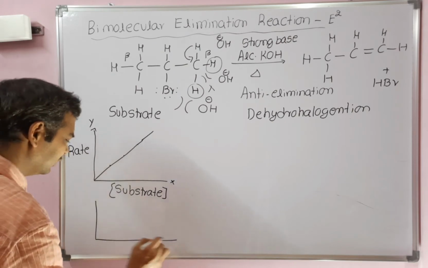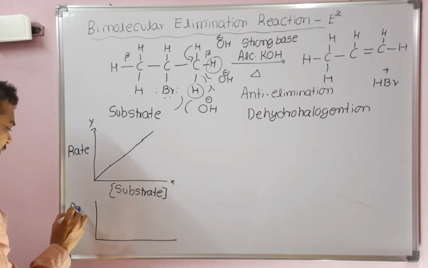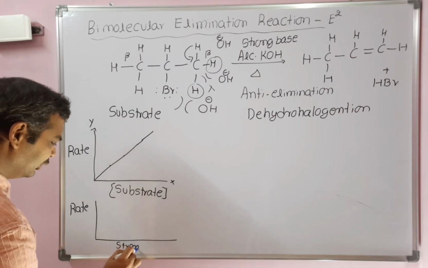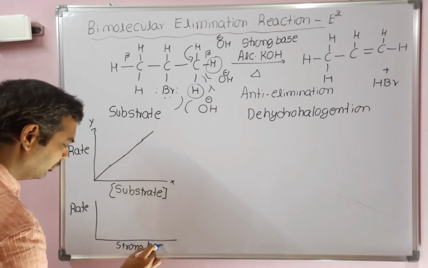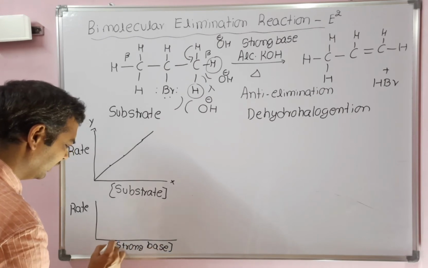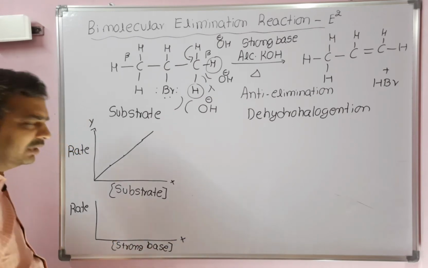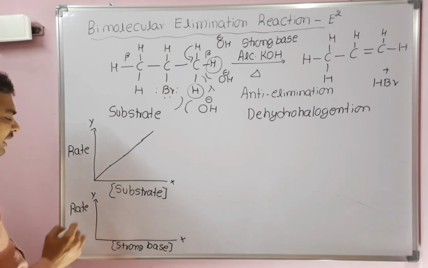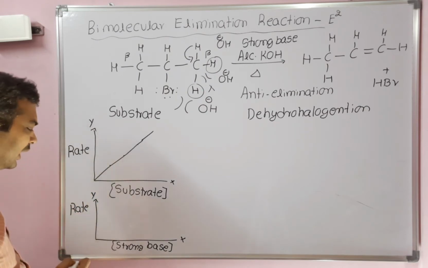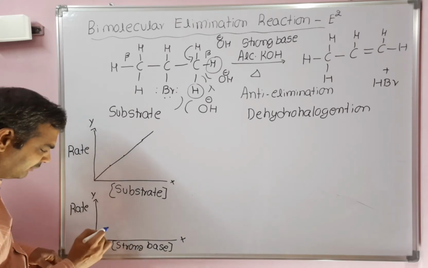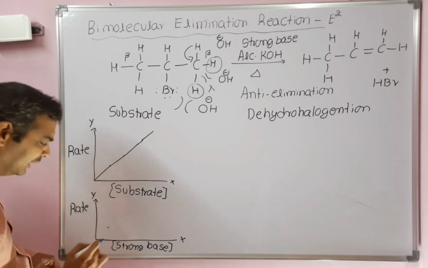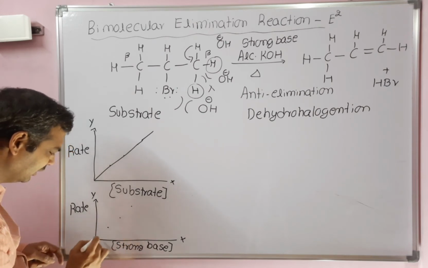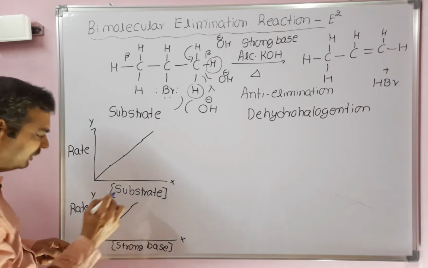One more graph was plotted with respect to the rate of reaction and the concentration of the strong base. This is from the experimental data. Strong base was taken along the x-axis and rate of reaction was taken along the y-axis. From this graph, if you increase the concentration of the strong base, rate will increase. So finally, the graph is like this.